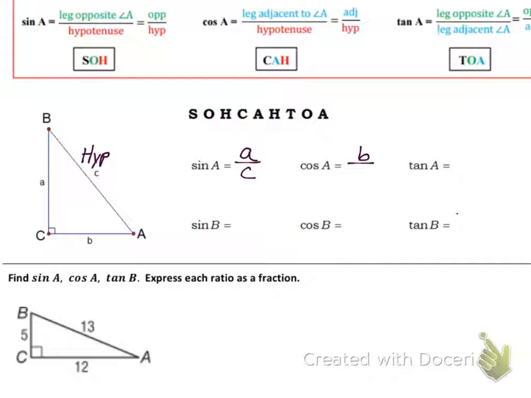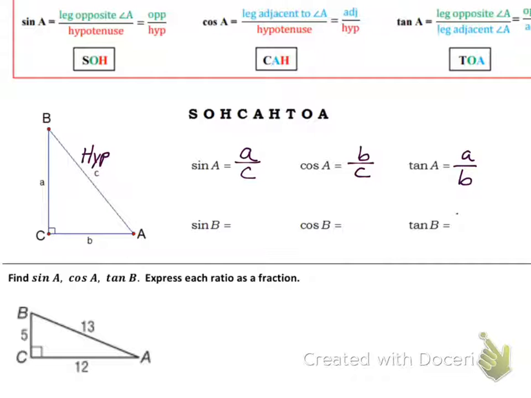And it's going to be B over my hypotenuse, which is C. Finally, good old-fashioned tangent. It's our TOA. It's our opposite over adjacent. Well, opposite of A is A. And my adjacent is B.